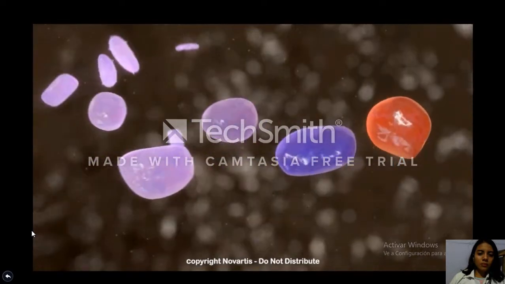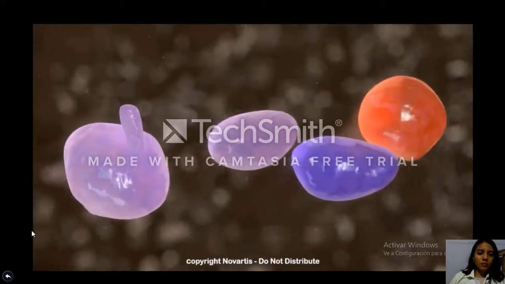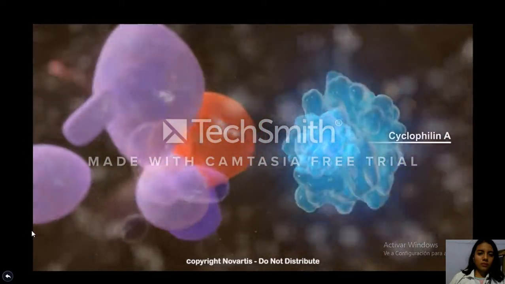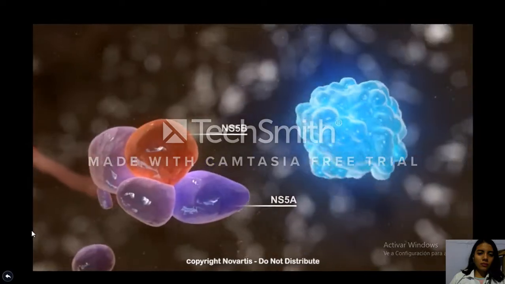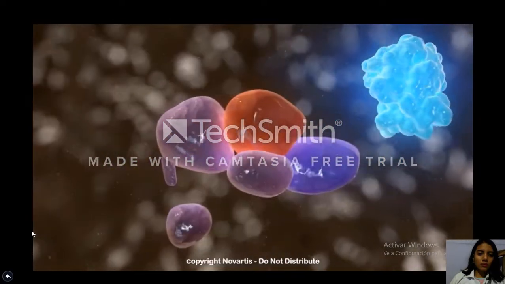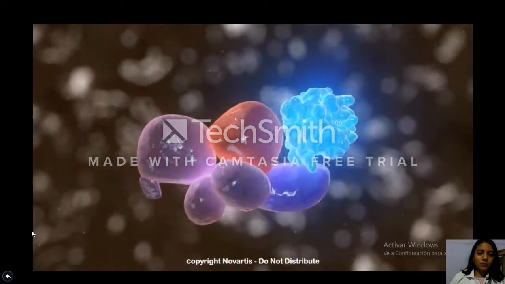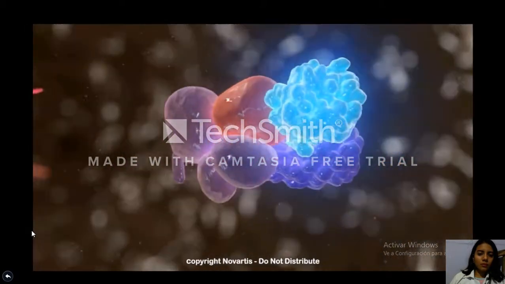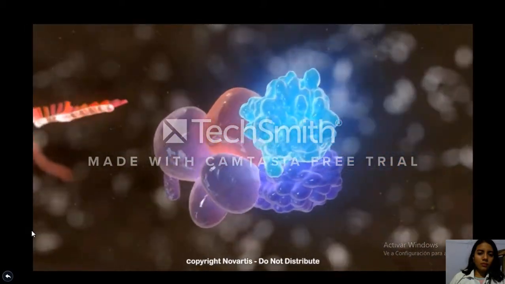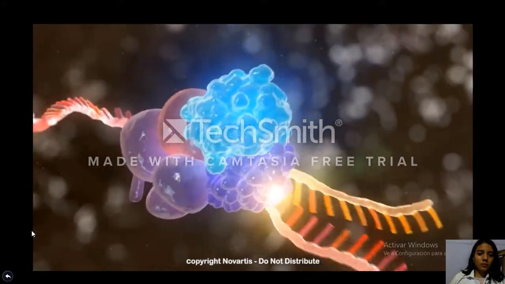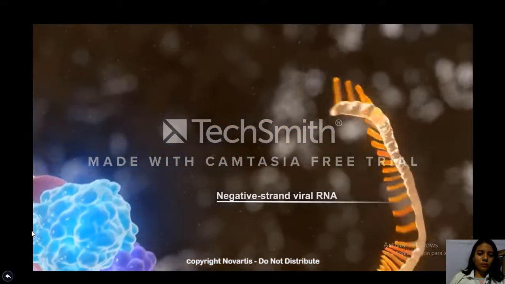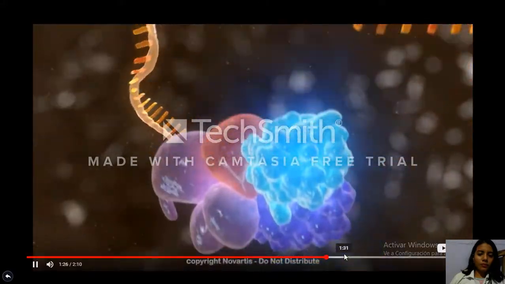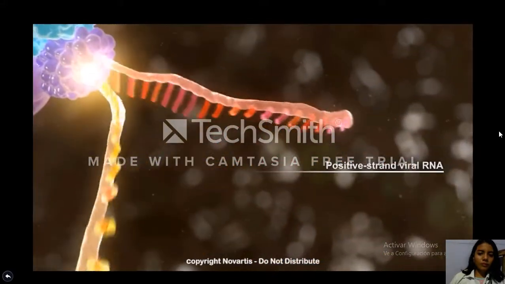An essential step in the replication of viral RNA is the interaction of the host cell protein cyclophilin A with the viral proteins NS5A and NS5B. This enables the functional replication complex. A replication complex is now formed to generate new viral RNA. A negative strand RNA intermediate is formed and is used as a template for the synthesis of positive strand RNA.